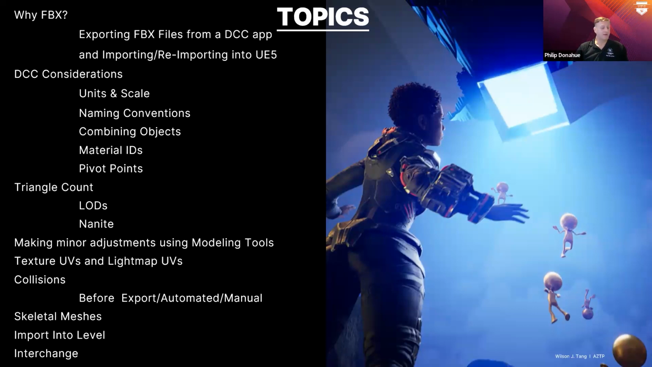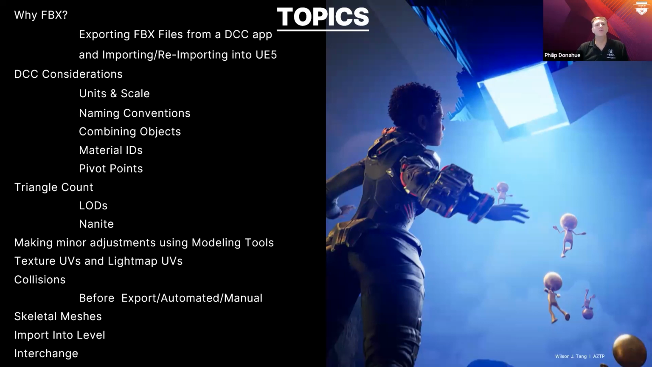Also, you're going to want to keep an eye on your triangle count. We're going to talk about things like LODs and Nanite, which is a cool new feature in Unreal Engine 5. Making minor adjustments using modeling tools. So modeling tools is a somewhat recent development as well. It's great. You can actually do some basic adjustments inside of Unreal Engine without having to use a DCC. We're going to look at texture UVs and light map UVs, setting those up, and collisions. And then there's different ways to set up collisions. You can set them up before you export. There's automated methods and there's manual methods. We'll look at all those.